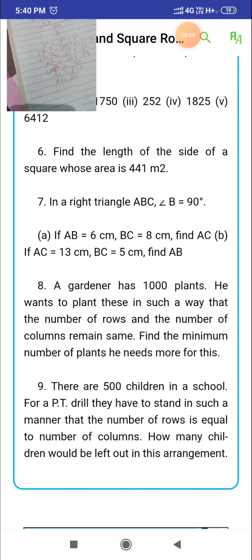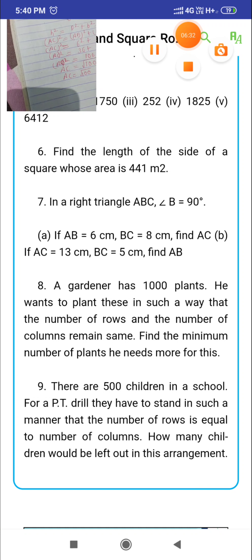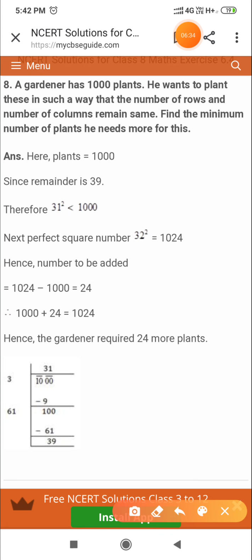Now we are going to move to the 8th question, and the 8th question is: a gardener has 1000 plants. He wanted to plant these in such a way that the number of rows and the number of columns remain the same. Find the minimum number of plants needed more for this. So it is given in the question that the total number of plants is 1000. So first we try to find the square root of 1000.